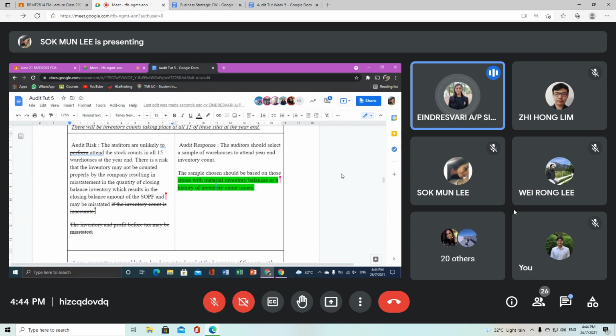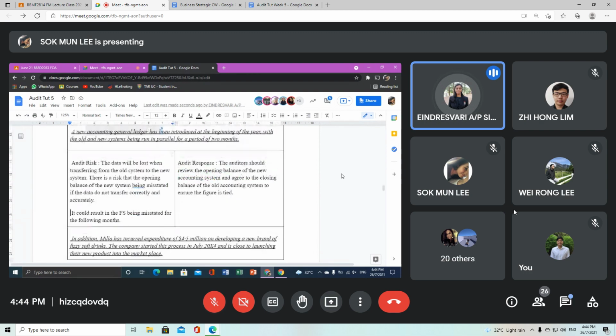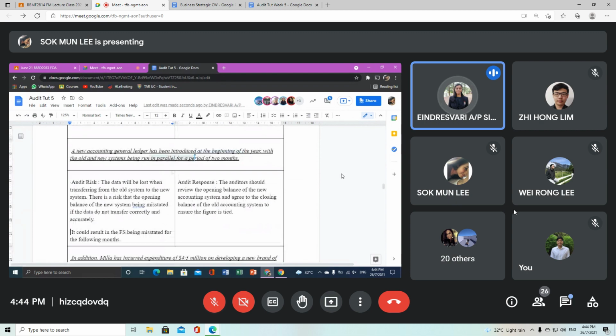Next, a new accounting ledger has been introduced, right? So when they are using old and new systems, there is one problem. When you are using a new system introduced during the year, that means the old data must be transferred, right? So what type of data do you transfer into the new system?